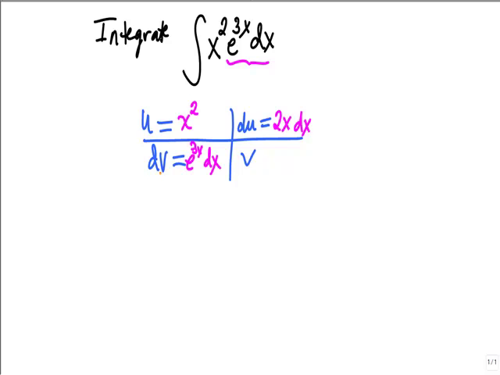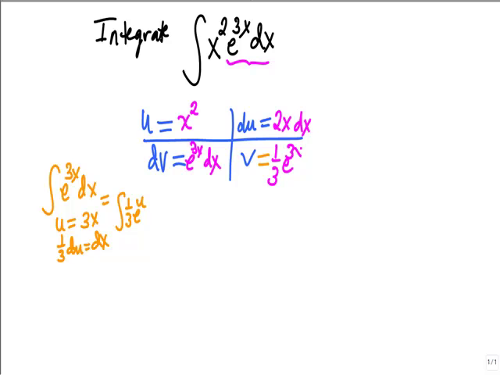So now to get v, I really am doing the antiderivative of e to the 3x dx, which is really a u substitution. U is 3x, so I have a third du is dx. So this whole thing, it's just the integral of a third e to the u. So some people after a while will get very fast at this, and they'll be able to put here what that answer is. So that is 1/3 e to the 3x.